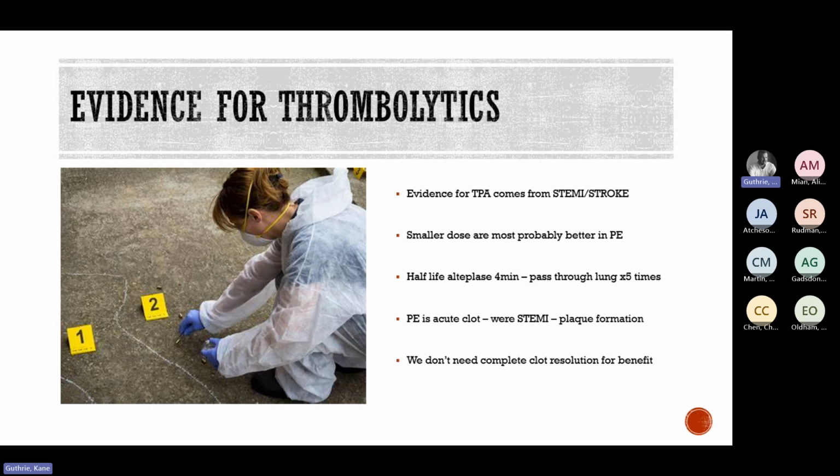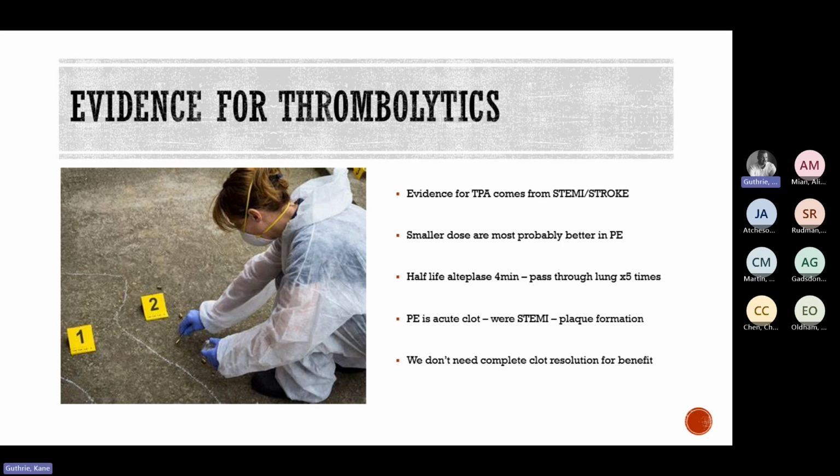Smaller doses are probably better for PE. Remembering your stroke volume is about 70 mils per minute, and the half-life of alteplase is 4 minutes, so it's going to pass through the lungs about 5 times in those 4 minutes. It's going to have an effect on that clot and start breaking it down a little bit as you give it. It's not going to completely get rid of the clot, but it's going to start breaking it down.